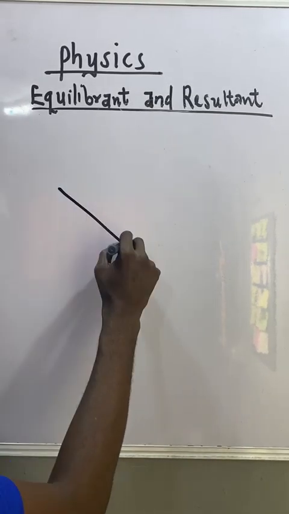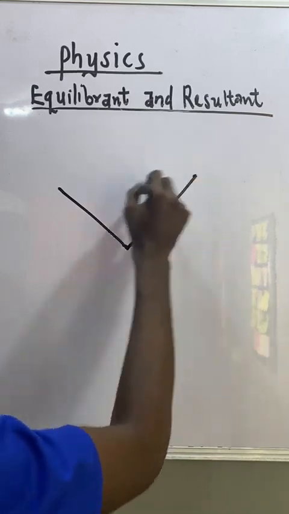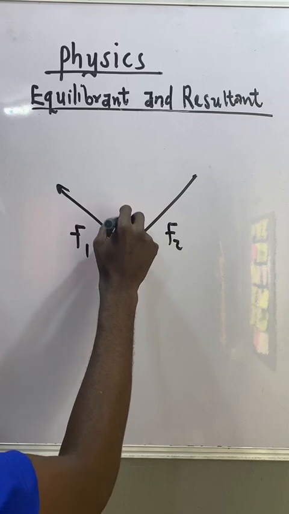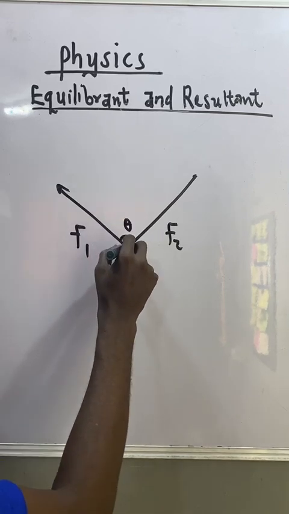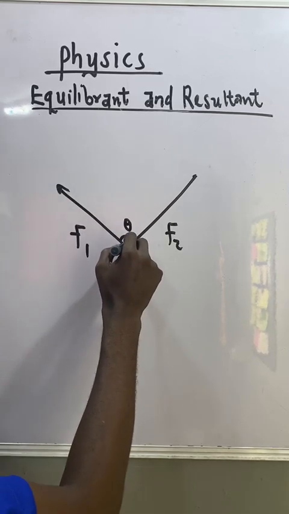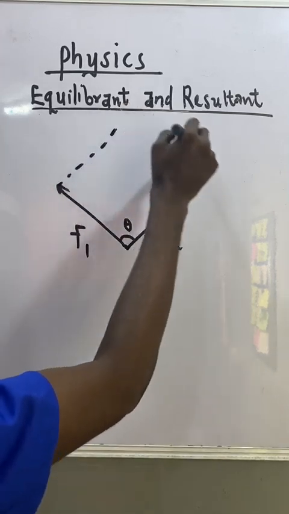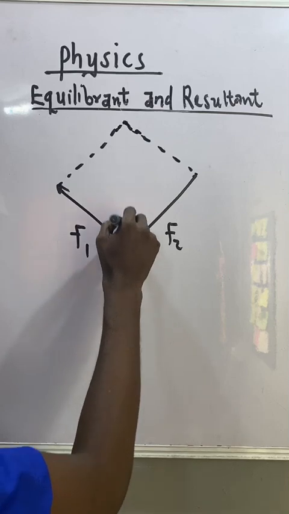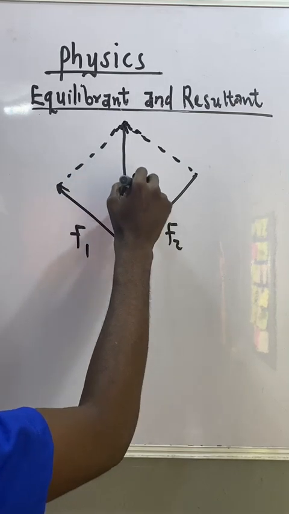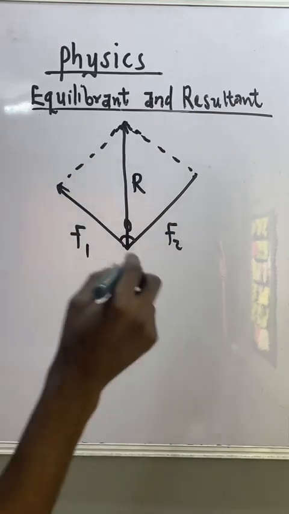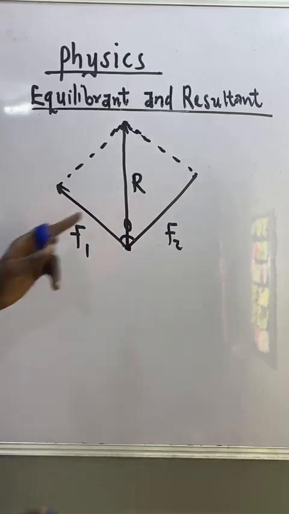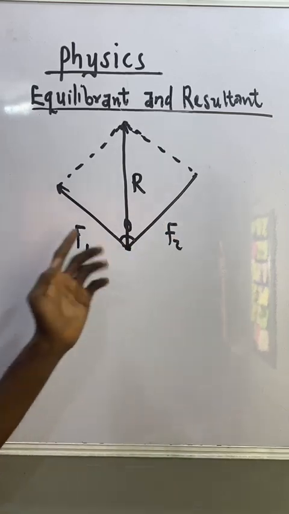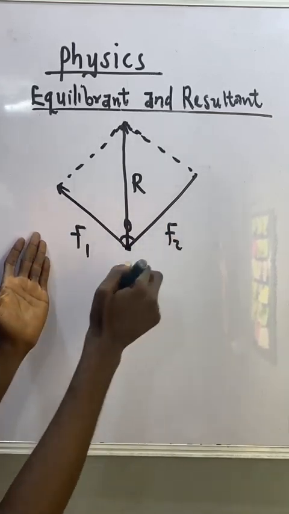If this is the first force and this is the second force, let's say this is F1 and this is F2, there is an angle between them. Let's call this angle theta. If we want to get the resultant of these two forces, we must complete the parallelogram. Let's complete the parallelogram. So the resultant will come like this. This is the resultant, R. This resultant is the single force that has the same effect as these two forces.